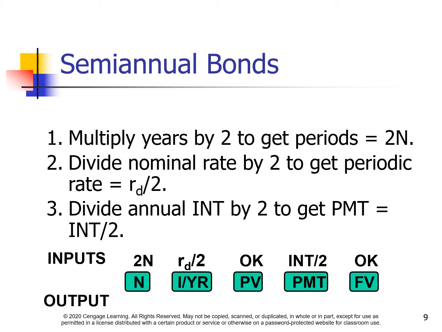Semiannual bonds. Bonds will pay coupon or interest twice a year. If this is the case, multiply years by 2 to get the number of periods. Divide the nominal rate by 2 to get a periodic rate. Divide annual interest by 2 to get a payment.